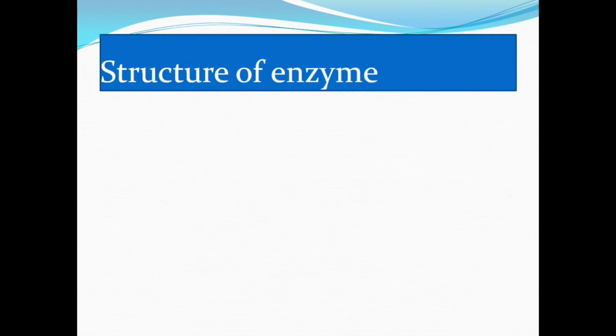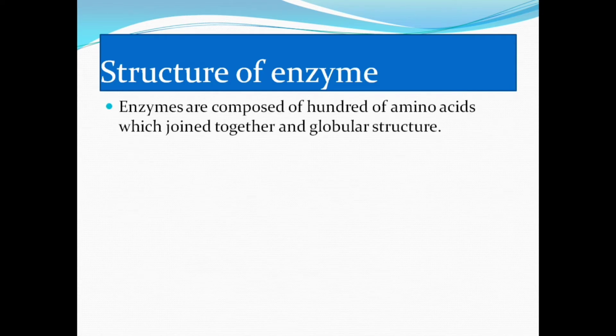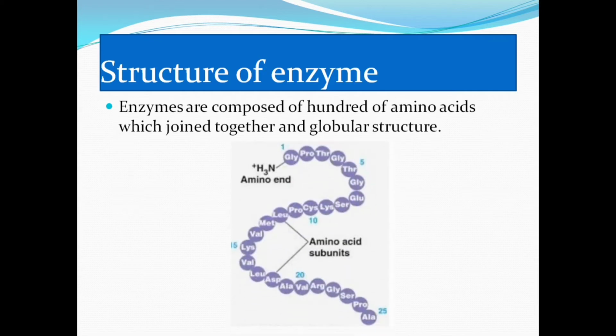First we talk about the structure of enzymes. Enzymes are basically composed of hundreds of amino acids which join together and form a long chain, and this chain will coil together and form a globular structure. This is a structure of amino acids, which combine together and form a long chain, and then this chain folds up and forms a globule. Enzymes are globular in nature.